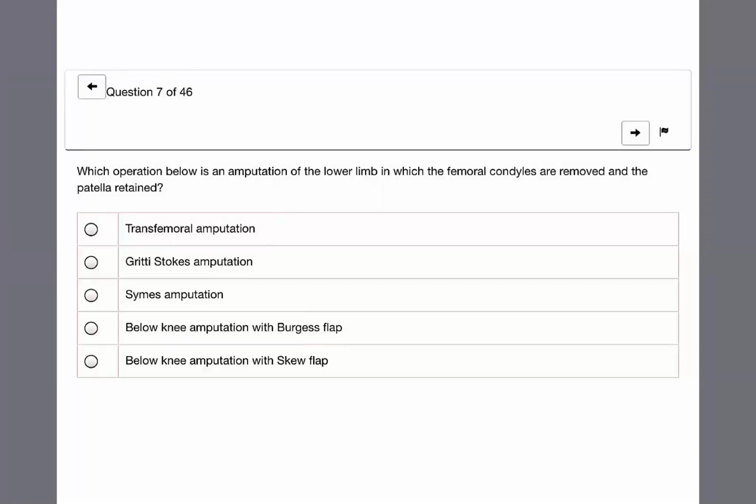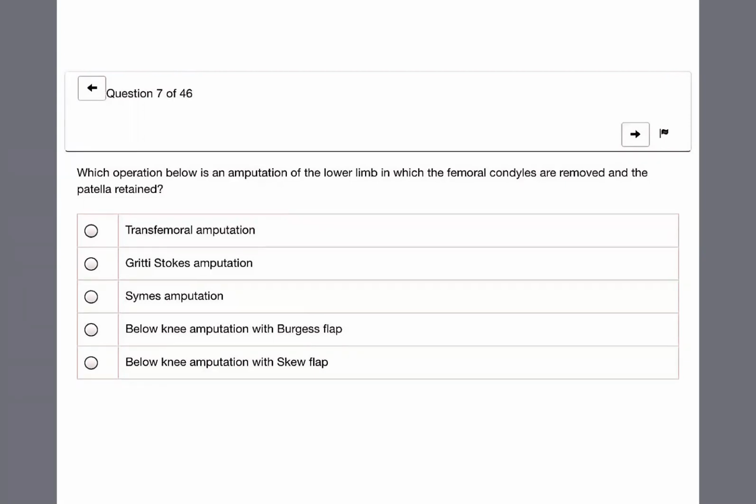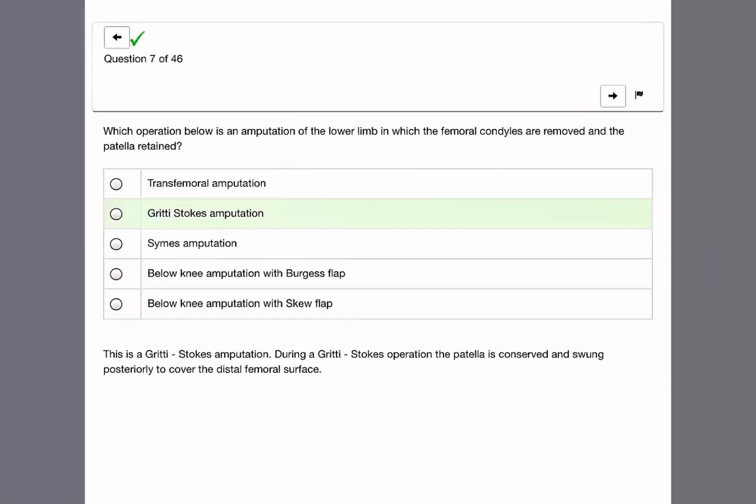Which operation below is an amputation of the lower limb in which the femoral condyles are removed and the patella retained? A, transfemoral amputation. B, Gritti-Stokes amputation. C, Syme amputation. D, below knee amputation with the Burgess flap. And E, below knee amputation with the skew flap. I will go for B, Gritti-Stokes amputation, because it's a through knee amputation and the patella is brought backwards. All the other operations are below knee. Perfect. So I will go with B.